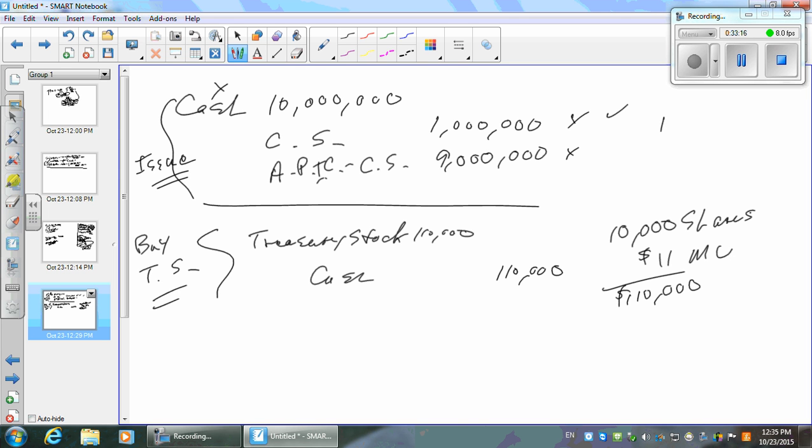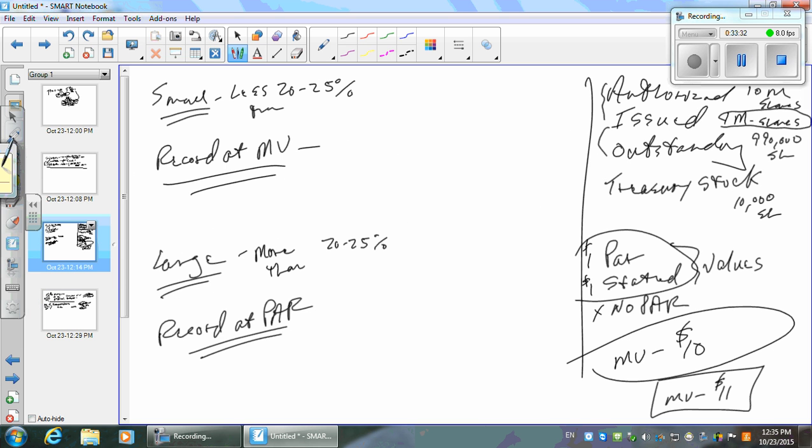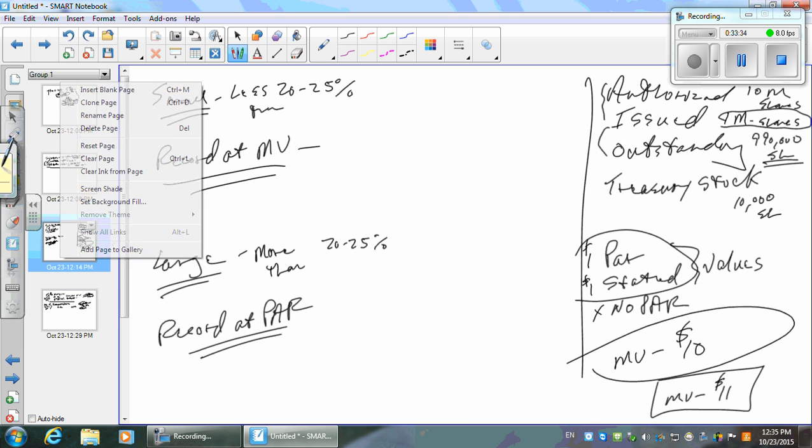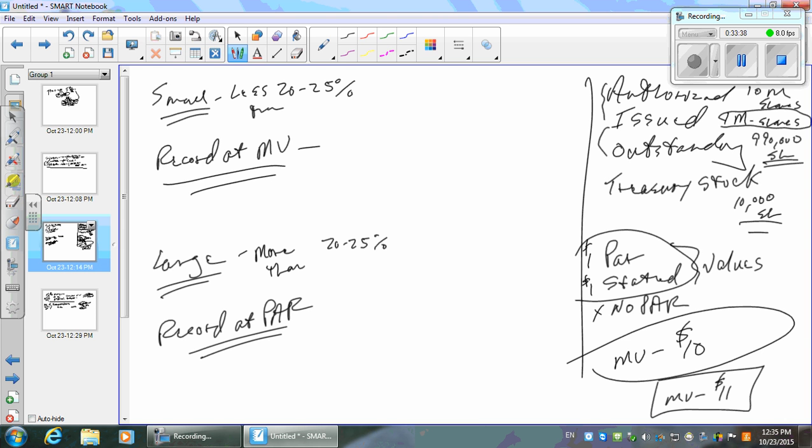This was 1 million shares issued, right? So we're still going to say 1 million shares issued, because they're still issued. I'm just holding some of them. So how many are out there? How many are outstanding? 1 million less 10,000. So that's where I got my 990,000 shares. You like it, guys? And that'd be the journal entry to record it. Everybody good with that?